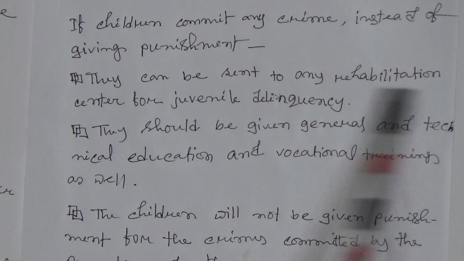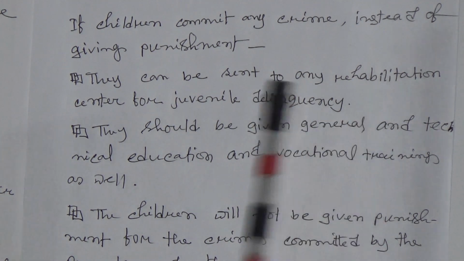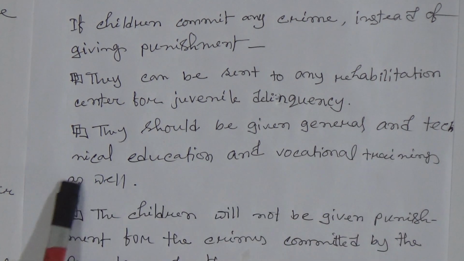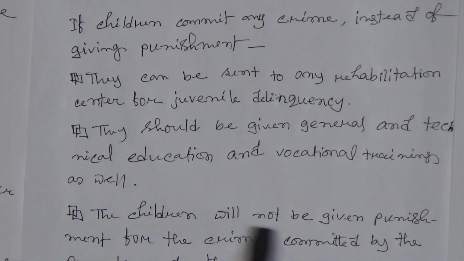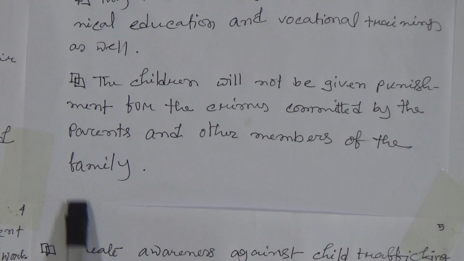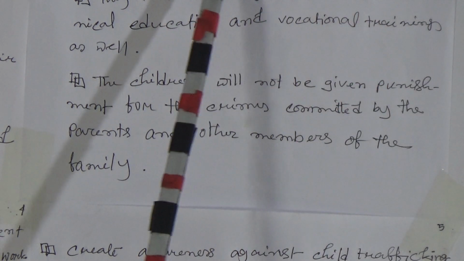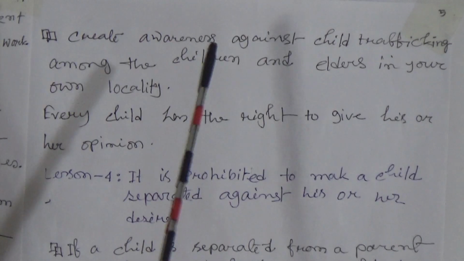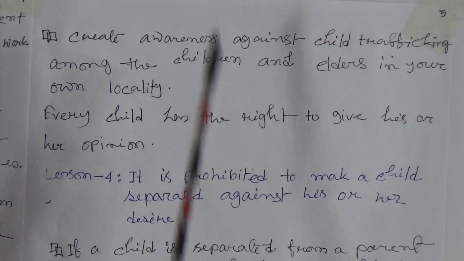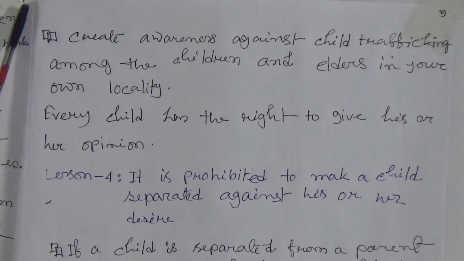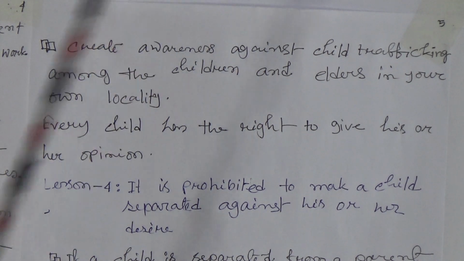They can be sent to any rehabilitation center for juvenile delinquency. They should be given general and technical education and vocational training as well. The children will not be given punishment for the crimes committed by the parents and other members of the family. So these are the steps that we can take if a child commits any serious type of work that is against the law of the state or the constitution. In that case, instead of giving too much punishment, we can take the following steps.